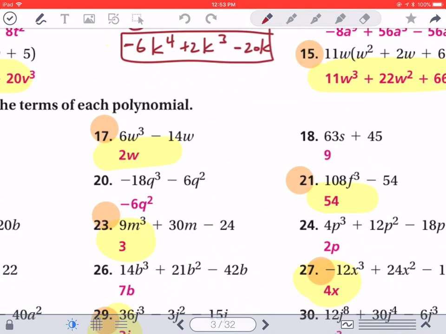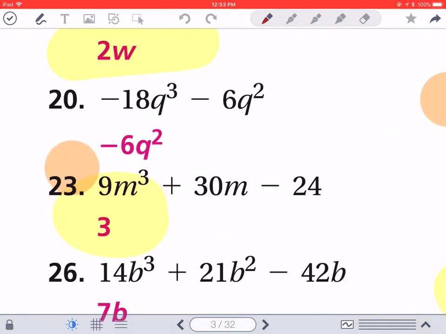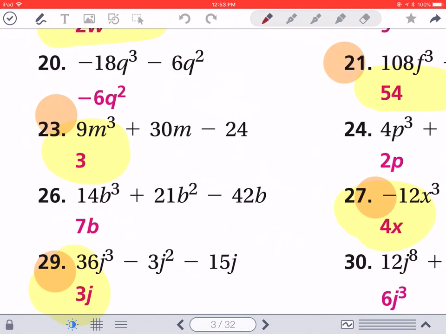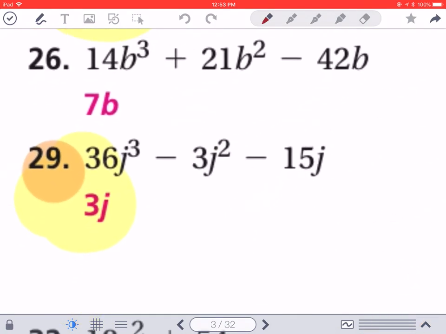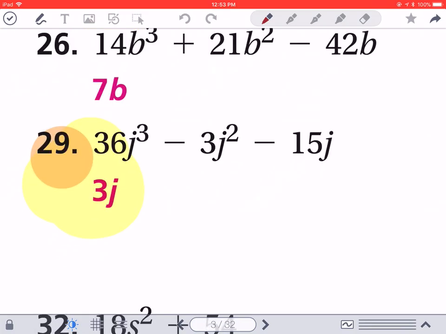All right, let's move on to number 20. Actually, let's do number 29. So I look at all these numbers, 36, 3, and 15. They all have a 3 in common. 3 times 12 is 36. 3 times 1 is 3. 3 times 5 is 15. And they also all have a j in common, so I can factor out a 3j.